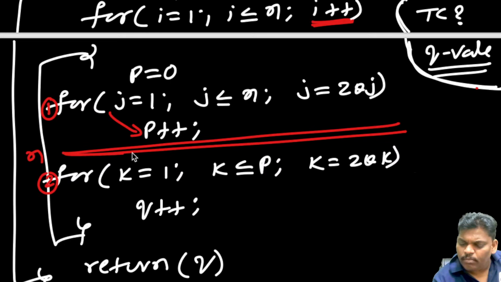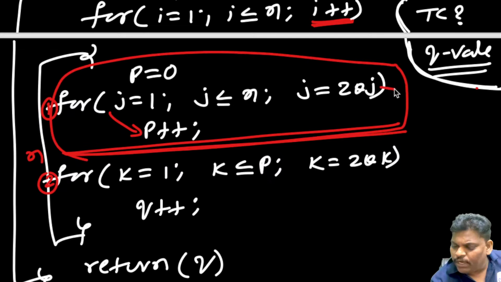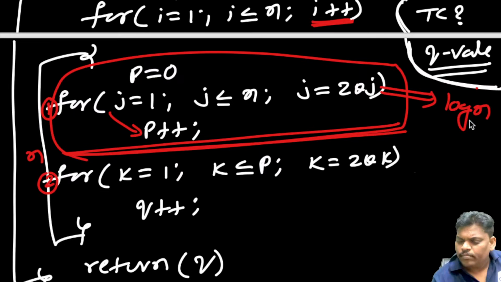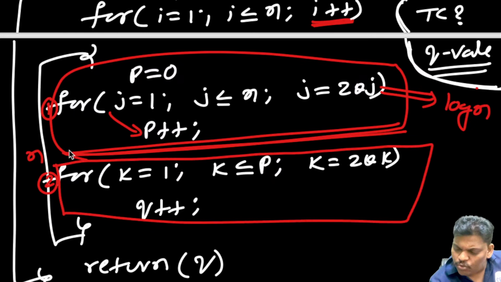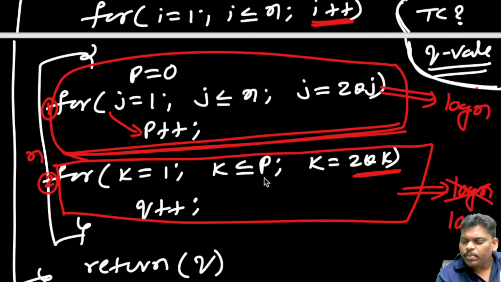So remember, this loop is going every time into 2, so log n. This loop, everyone listen, every time into 2, it is log n. The other one is not log n, it is log p, because it is p.